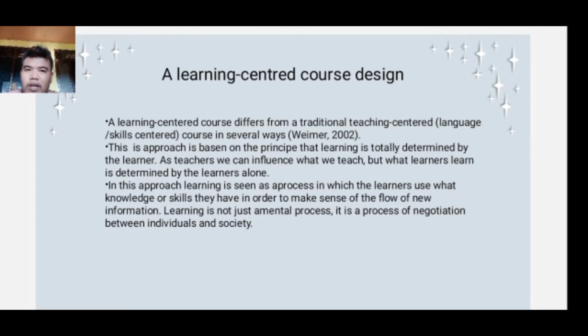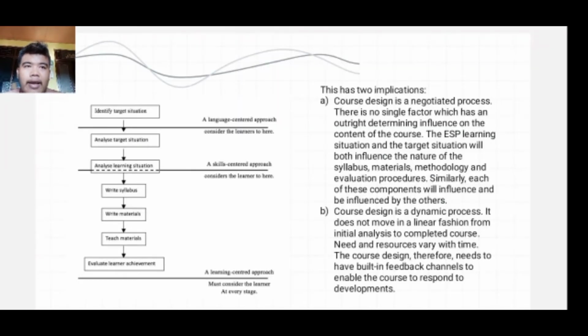In this approach, learning is seen as a process in which the learners use what knowledge or skill they have in order to make sense of the flow of new information. Learning is not just a mental process. It is a process of negotiation between individuals and society. And this has two implications for course design.